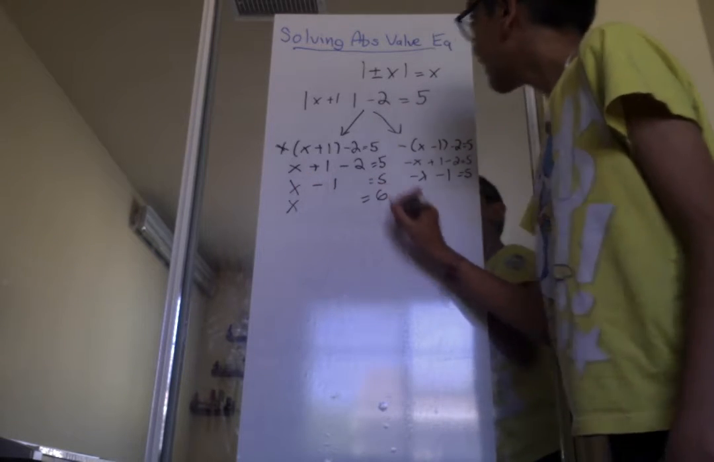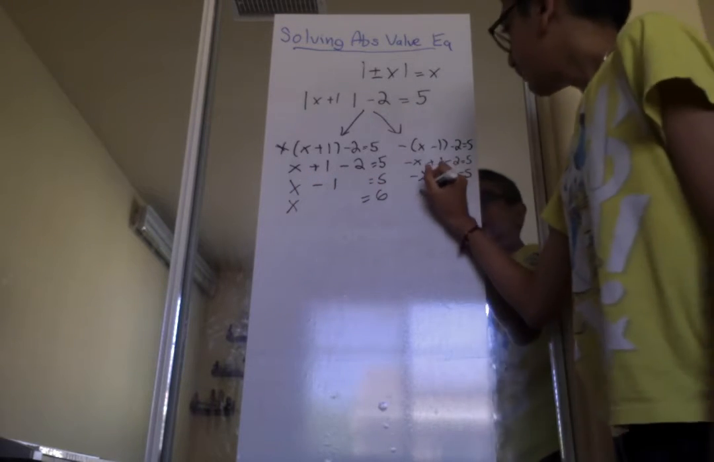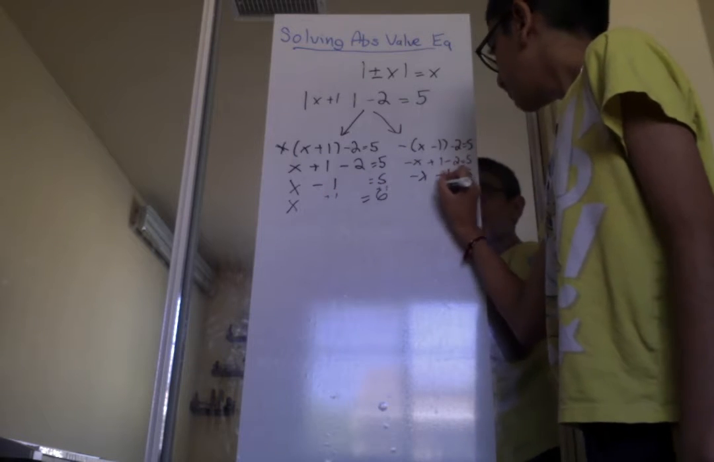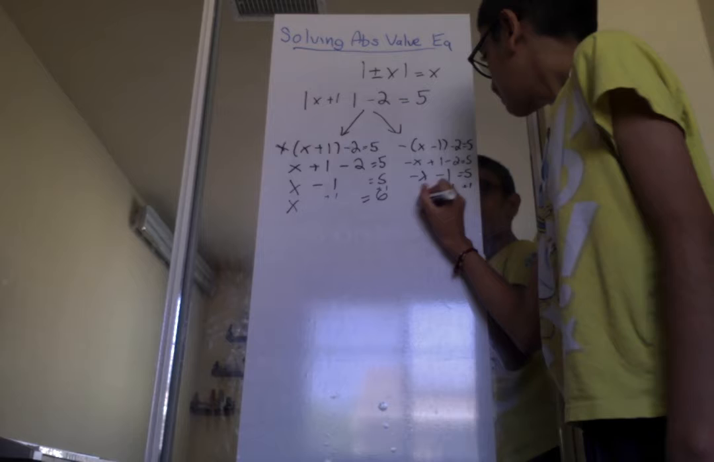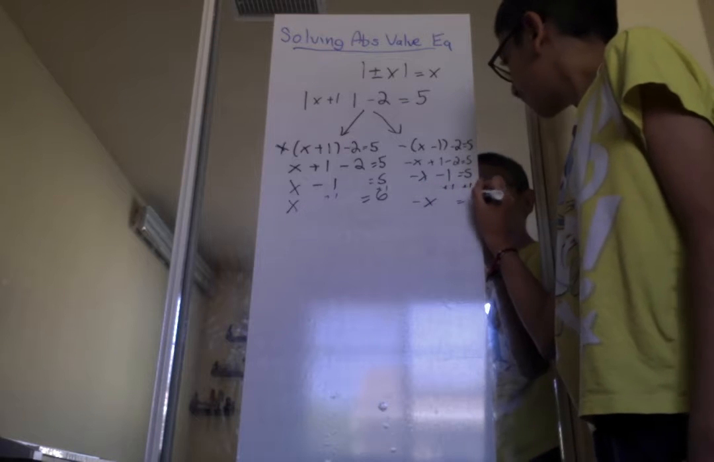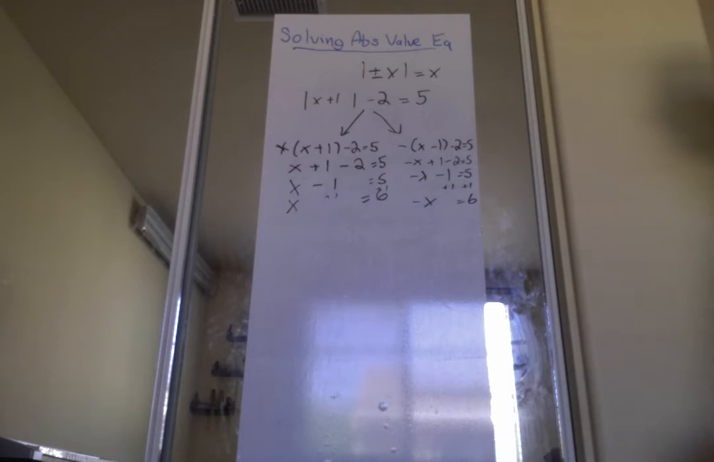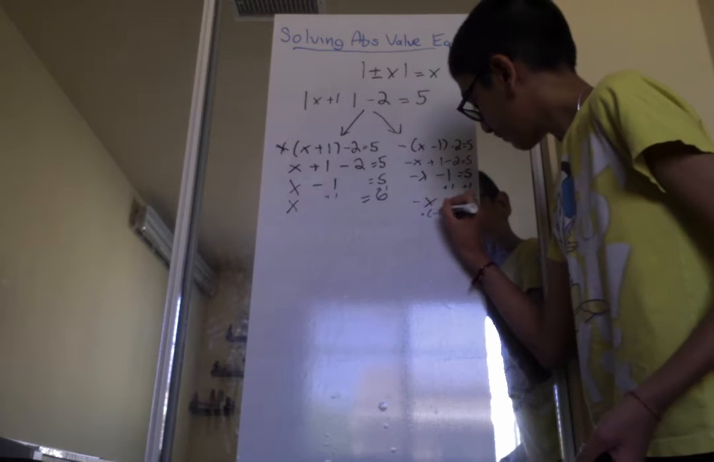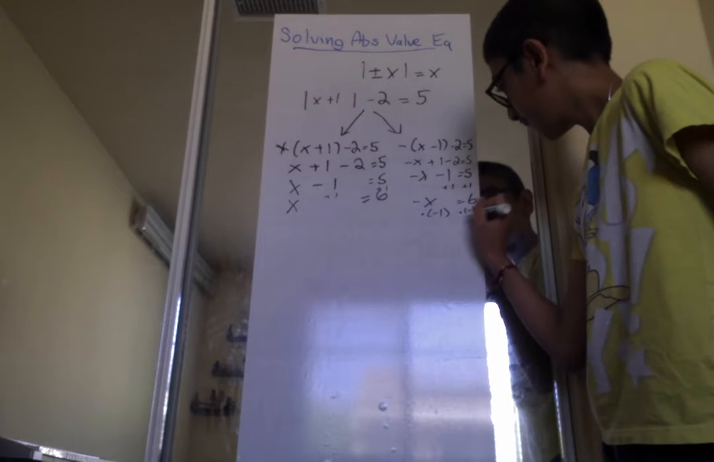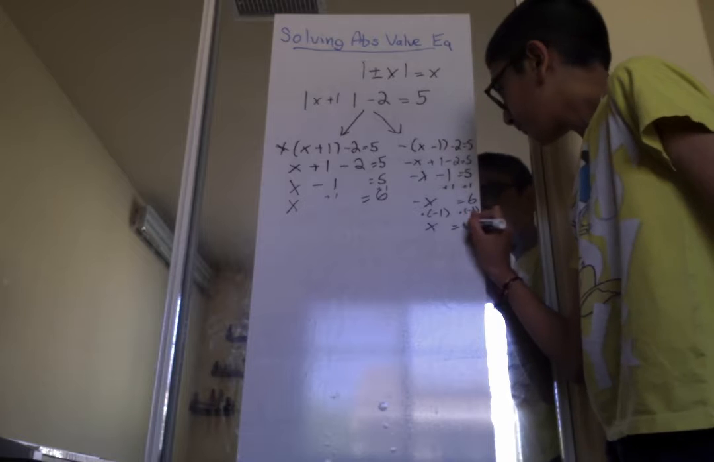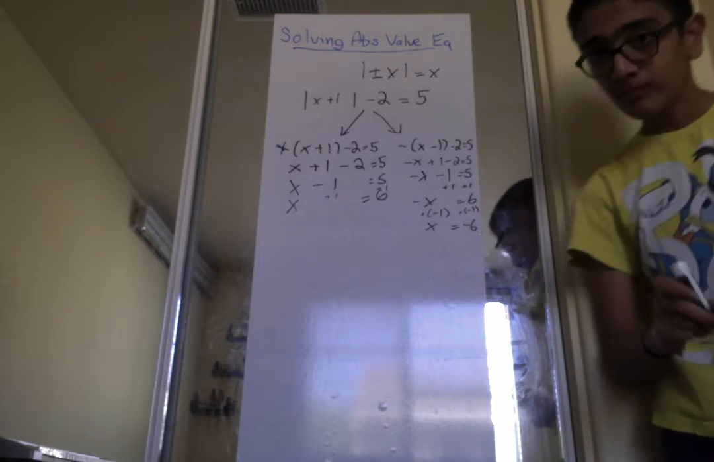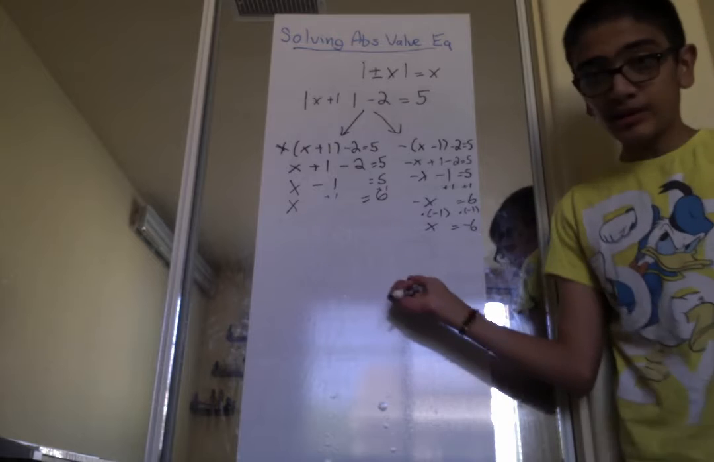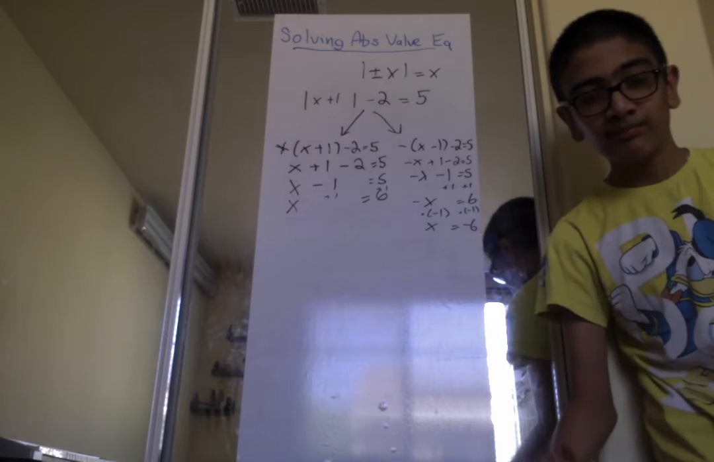x equals 6, because we added 1 to both sides. And for this one, we add 1 to both sides, and minus x equals 6. So now, we don't forget we have to multiply both sides by negative 1, and we get x equals negative 6. So now, we can say that x is 6 and x is minus 6 are our answers, right?